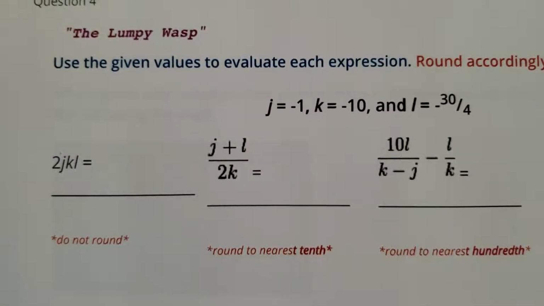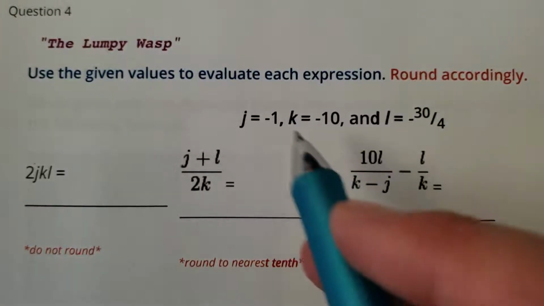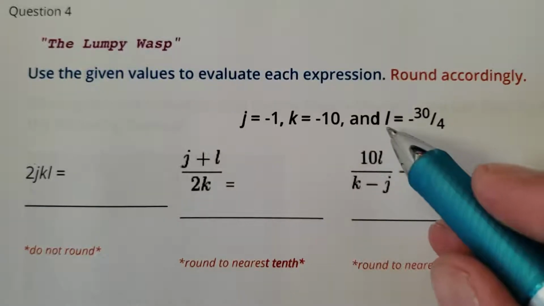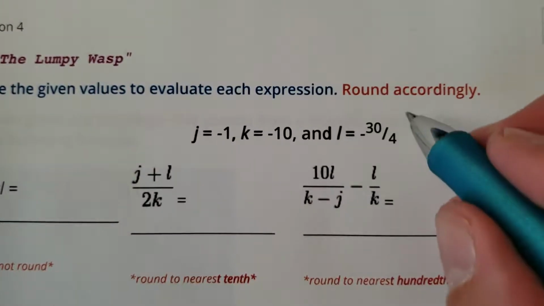Oh my goodness, the Lumpy Wasp. Let's talk about this one. This one's nasty. It's got J, K, and L, and it has an improper fraction for one of the numbers that goes into the equation. Ew, gross. Well, tell you what, make it easy for yourself.